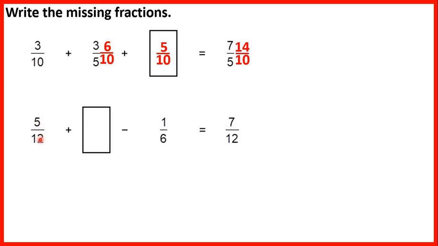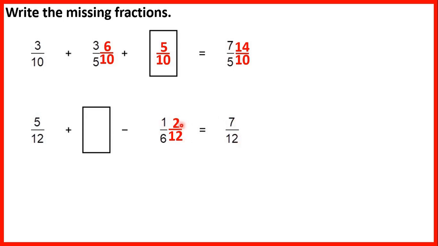Now 5/12 plus something minus 1/6 equals 7/12. So again, we need to make our denominators the same. 12 is in the 6 times table, 6 times 2 is 12, so we do the same to the numerator, 1 times 2 is 2. So now we really have 5/12 plus something minus 2/12 is 7/12.